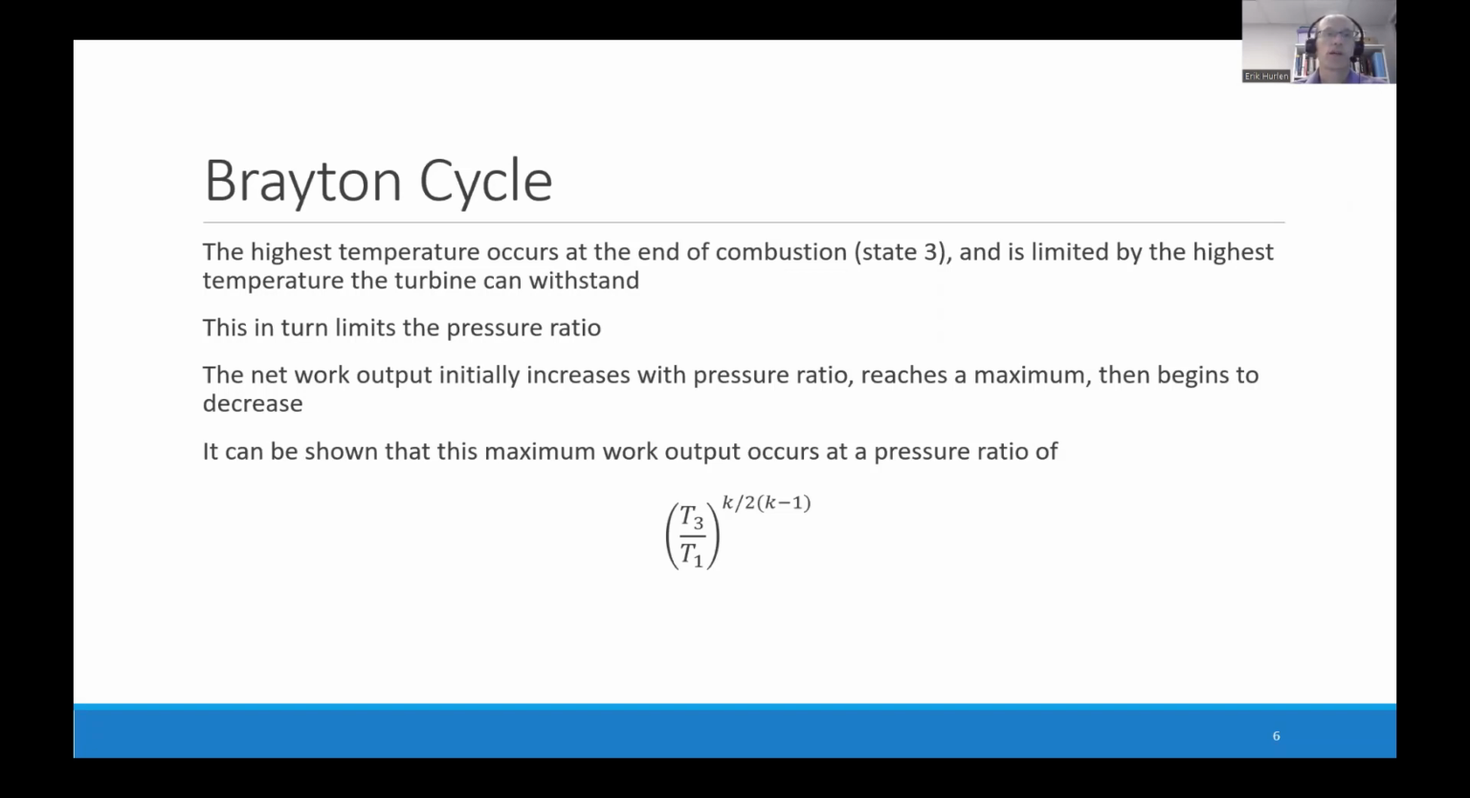The net work output increases with pressure ratio at smaller pressure ratios, but then reaches a maximum and then actually begins to decrease as the pressure ratio increases. It can be shown that this maximum work output occurs at a pressure ratio of Rp equals (T3 over T1) to the power K over 2 times (K minus 1).